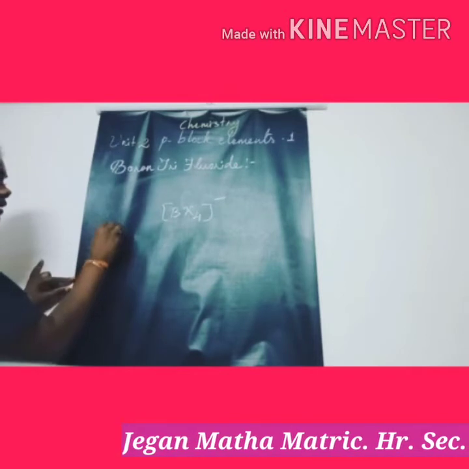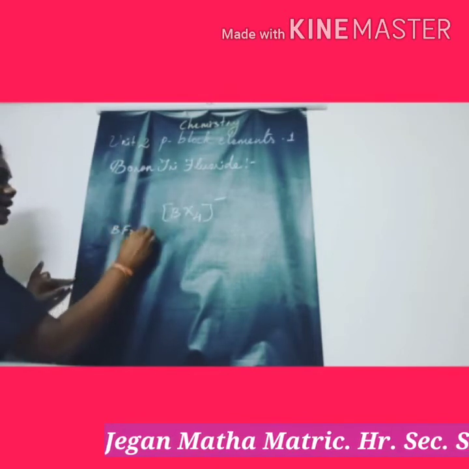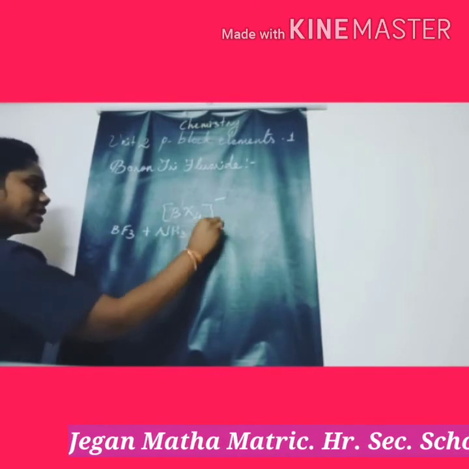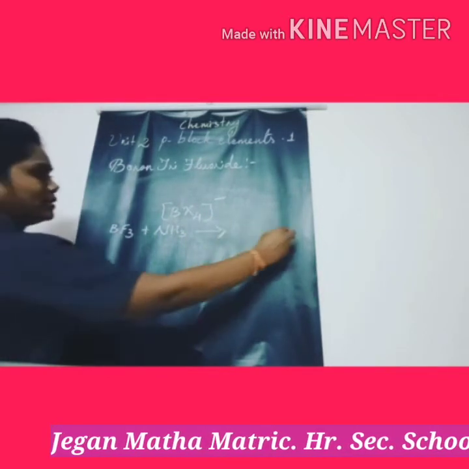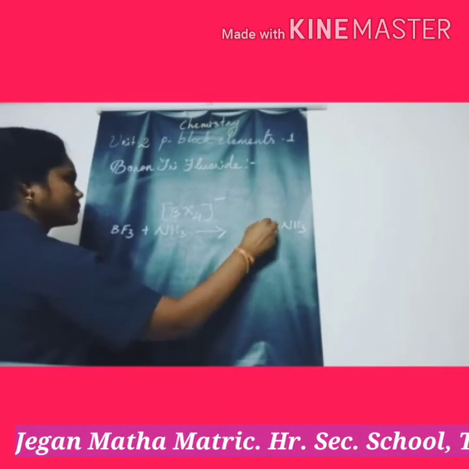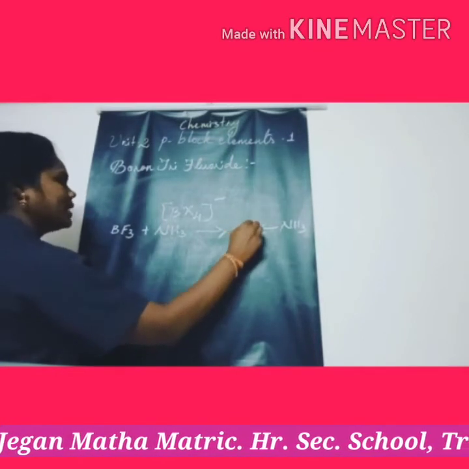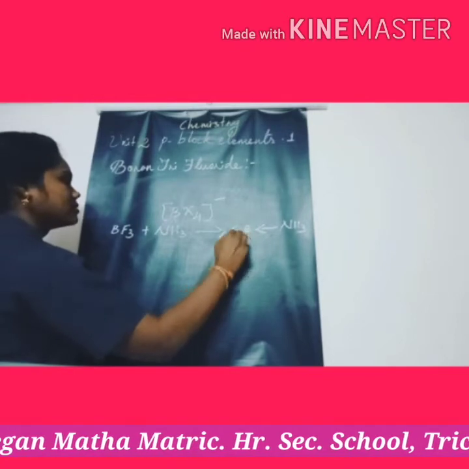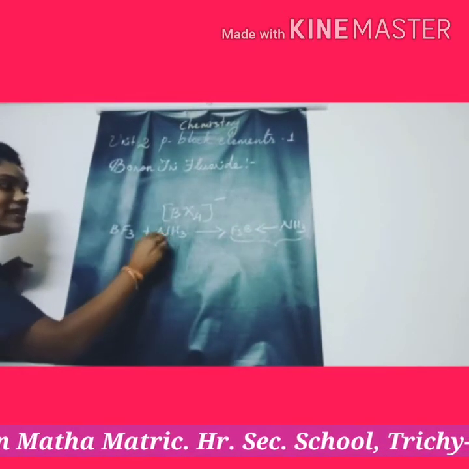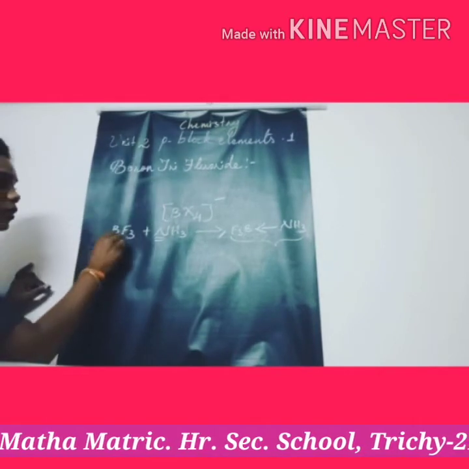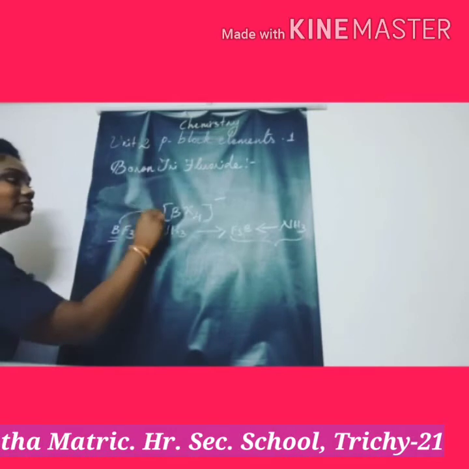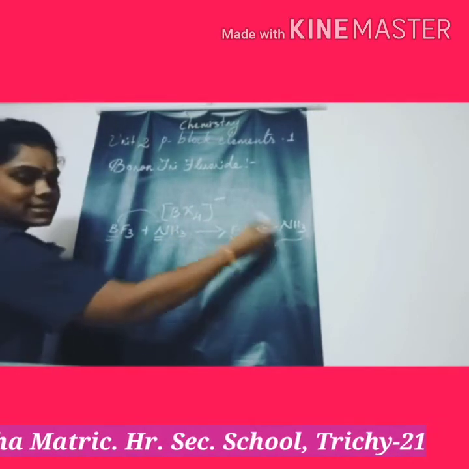Boron trifluoride is reacted with ammonia, NH3. It gives one of the complex compounds, that is NH3→BF3. So this is the complex compound. Here nitrogen has an extra electron pair, so boron is the electron deficient compound. It accepts electrons from nitrogen and makes this compound.